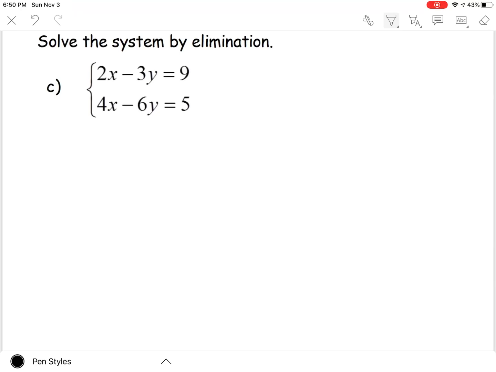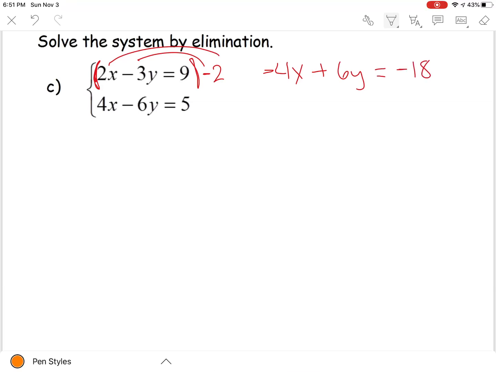So looking at letter C, again, everything's lined up, which is great, but we don't have a pair of opposites, so we need to make a pair of opposites. Well, since this bottom one is 4x, I know that I can multiply 2x by a negative 2 in order to make a negative 4x, right? So I pick either my x's or my y's, and I ask myself, what could I multiply to make that pair of opposites? So I picked my x's, and I said, I could multiply by a negative 2. Well, 2x times negative 2 is negative 4x. Negative 3y times negative 2 is a positive 6y, and 9 times a negative 2 is negative 18.